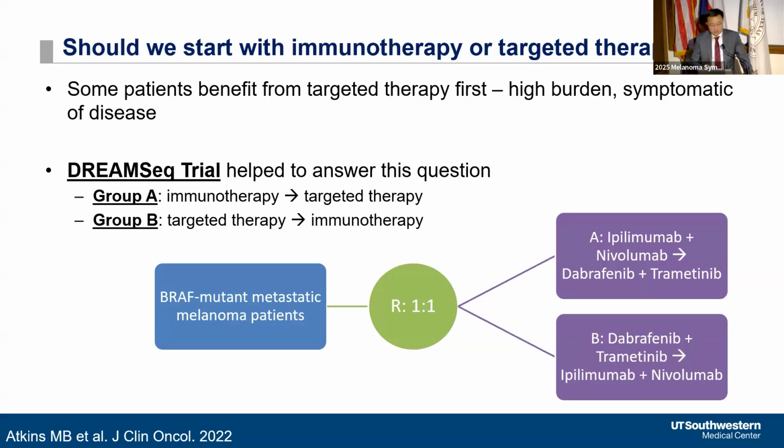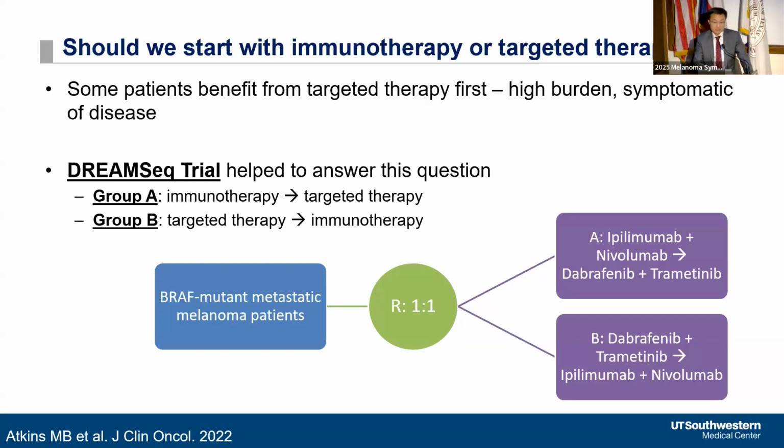The other instance where we sometimes will start targeted therapy first is obviously for patients that can't get immunotherapy. So in that context, I'm talking about patients with perhaps an organ transplant, where we worry that by giving immunotherapy, they may go into transplant rejection, or if they have a serious autoimmune disease where the risk of them having a relapse or a flare of their autoimmune disease could be life-threatening.